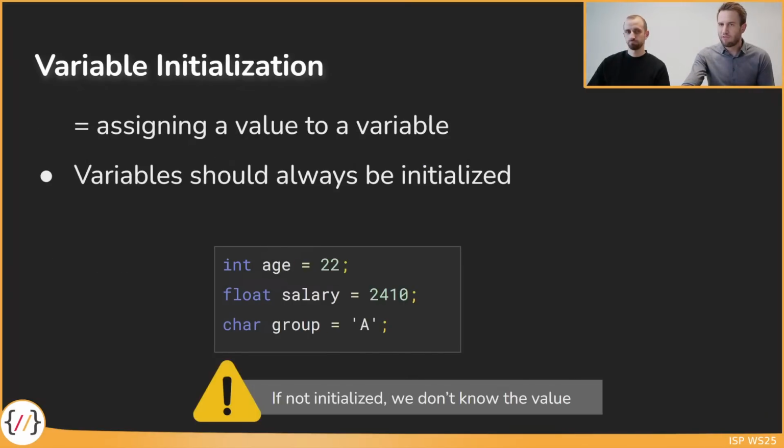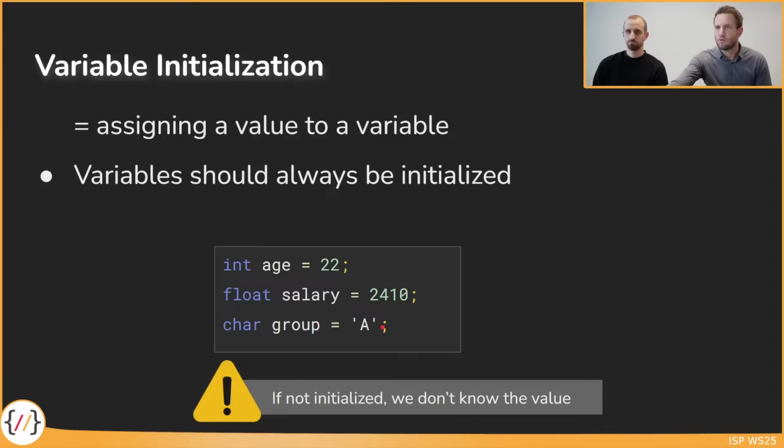So what we want to have is an initialization. So we want to initialize the variables, meaning that we assign a value to the variable. For example, here we add to this declaration with int age the value 22 with this equal sign. So this means that after this statement, this introduced integer variable has the value 22. And for the float salary, for example, we store this value in it. And for this variable, which is of type character, we store a character in it.